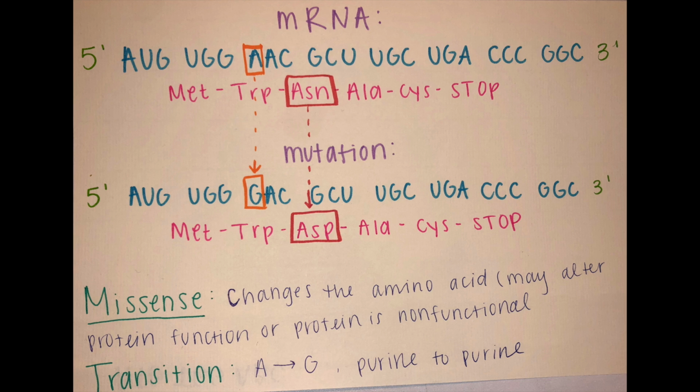In this example, the nucleotide base A is mutated to G, which causes the amino acid to change from asparagine to aspartic acid. This is an example of a missense mutation, which is when the amino acid is changed and may alter the protein function. This is also an example of a transition because the nucleotide base changes from A to G, which is purine to purine.